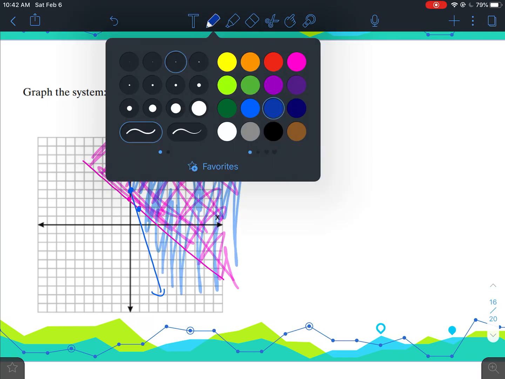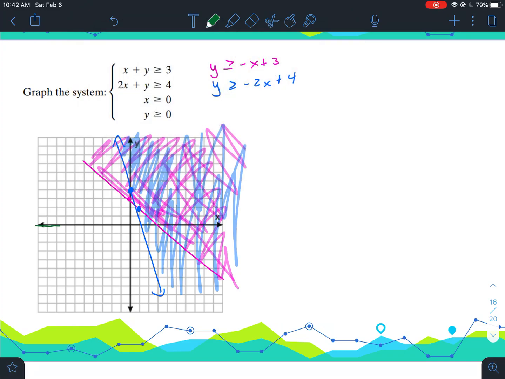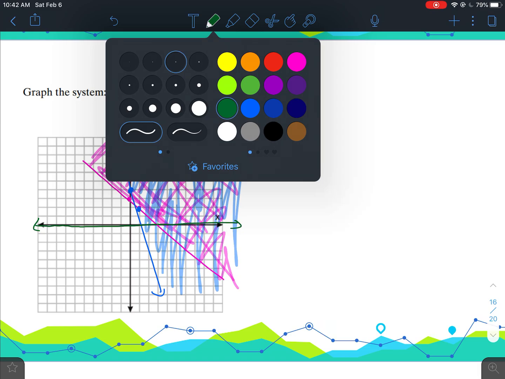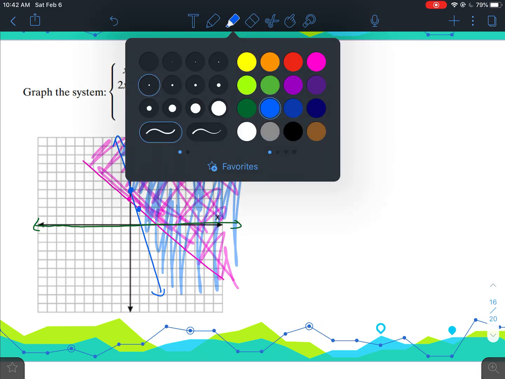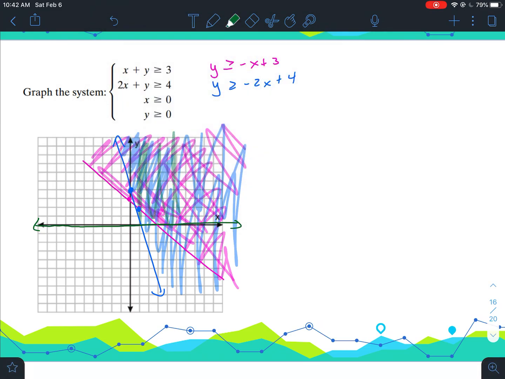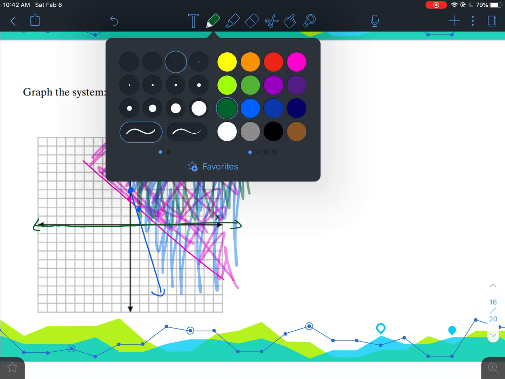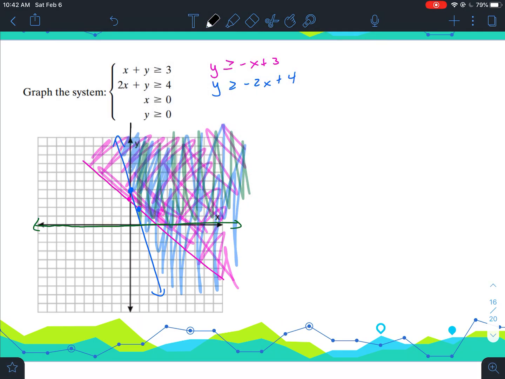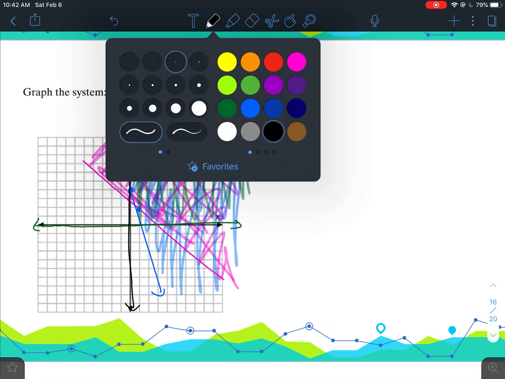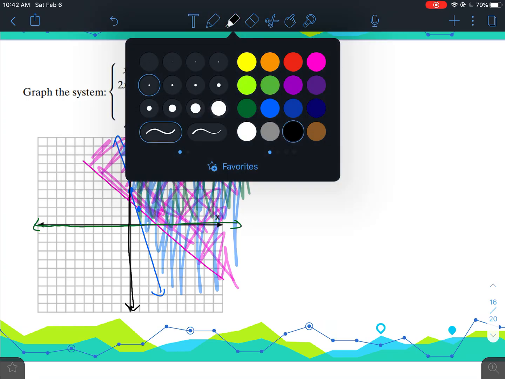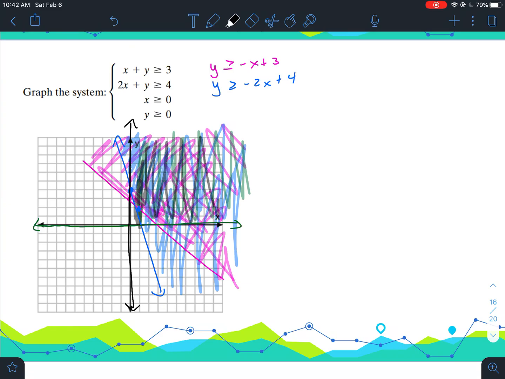And then y is greater than or equal to 0, x is greater than or equal to 0. Well, here is where y is equal to 0. And so we're going to shade above that line. And then where x is greater than or equal to 0, there's where x is equal to 0. And then greater than or equal to 0 would be in the first quadrant.